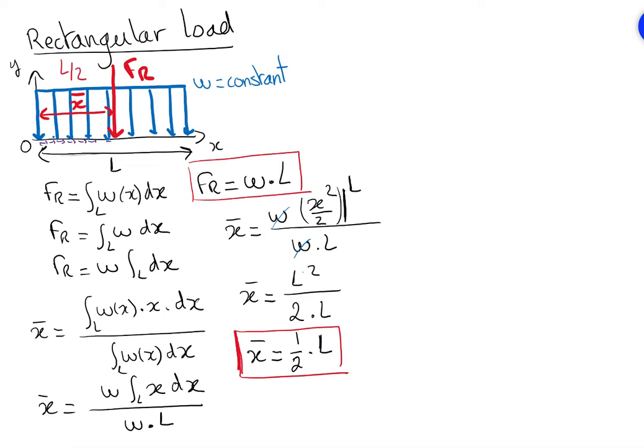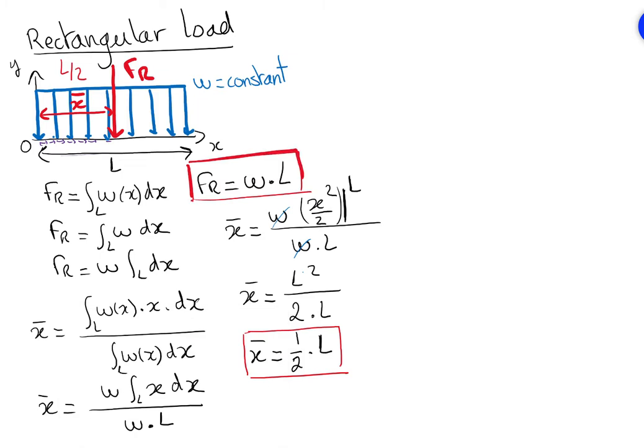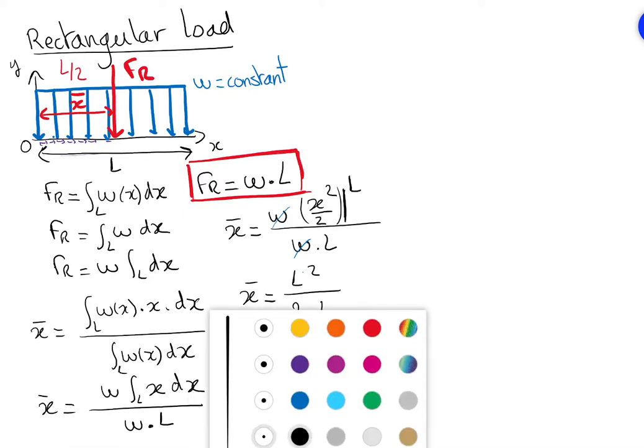That makes complete sense. FR is in the middle of your load because it's a rectangular load. But now you understand the process to prove it. So now that we have proved those two formulas, you can use them. If you have a rectangular load, you can apply right away FR equal to w times L, and the location of FR is in the middle of the load, so 1/2 of the length L. So that's for the rectangular load. Now let's do the triangular load. That's a bit more tricky.